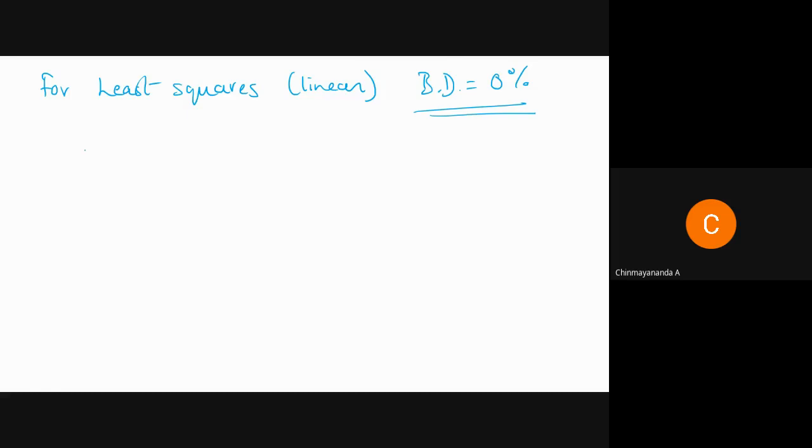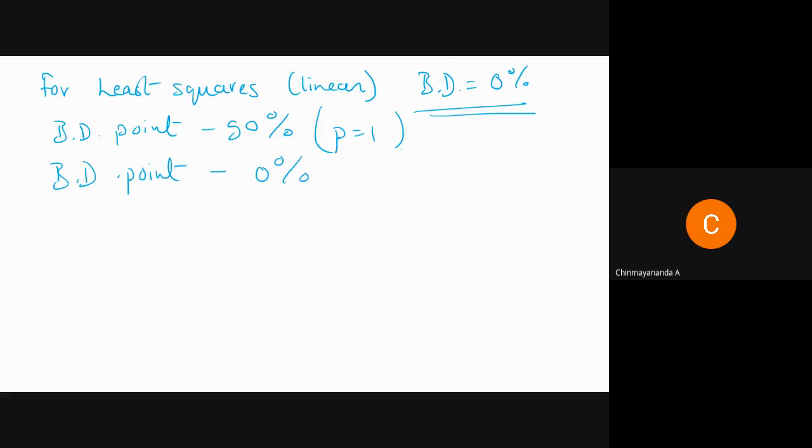So what about the breakdown point? The breakdown point for this is 50% in the one-dimensional case, that is p equal to 1. But what about the multi-dimensional case? Again, it is 0% when p is not equal to 1.